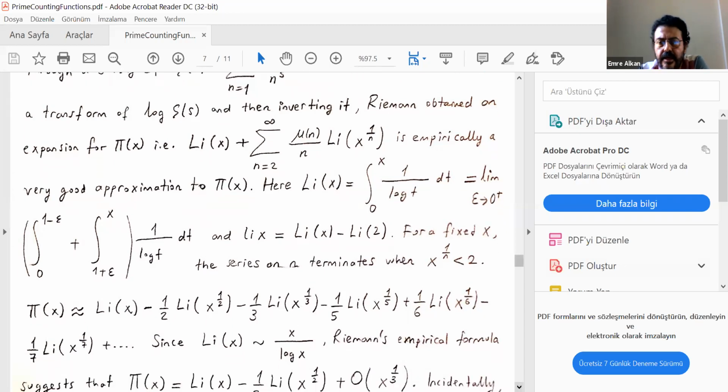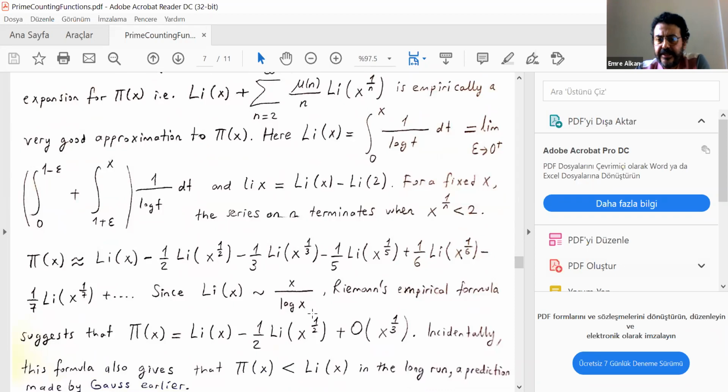We knew this. So from Riemann's empirical formula, you can suggest a formula like this: pi of x is maybe equal to, elaborating on Riemann's approximation, Li of x, the main term. So let's just write the secondary term here, minus 1 over 2 Li of the square root of x. But now all the other terms, so for example, this x to the 1 over 5.